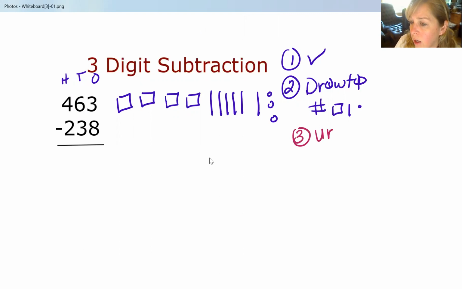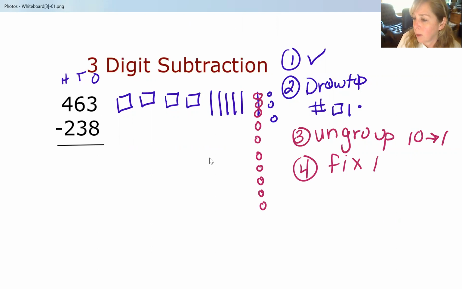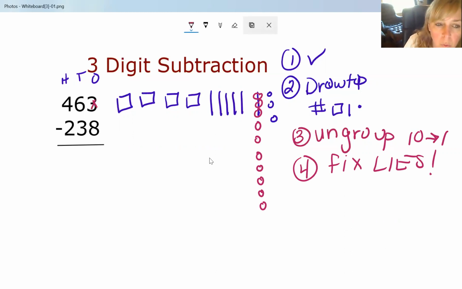We're going to ungroup a 10 stick and get some ones. So right here, I'm going to use this one. 1, 2, 3, 4, 5, 6, 7, 8, 9, 10. Now I have these 10 and these 3 more. This only says 3. Guess what that is? You guessed it. That's a lie. Fix the lie on your paper. So no longer do we have 3. We have 10 plus 3 is 13.